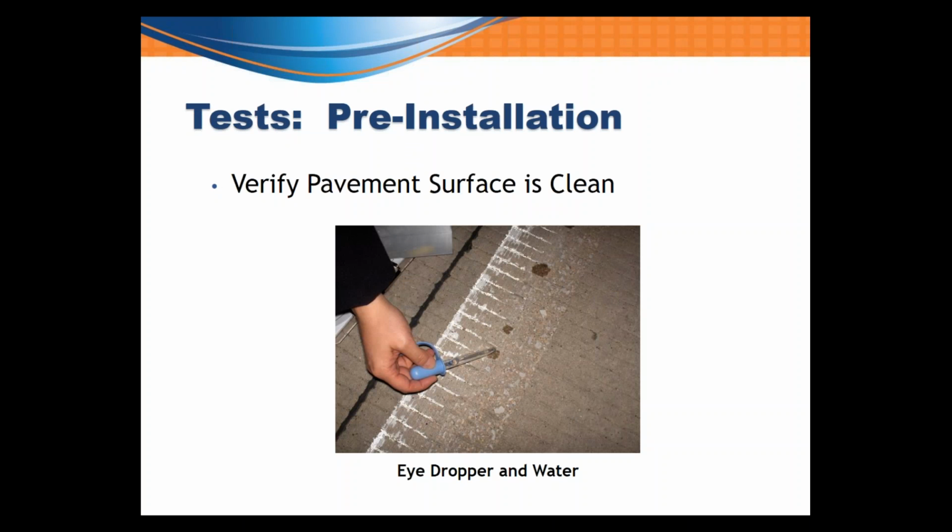Another test is to verify if the pavement surface is clean. To do this, you're going to do the surface wetting test, which requires using an eyedropper, placing a drop of clean drinking water on the pavement surface. If the drop forms a bead, then the surface may need to be re-cleaned. If the drop spreads out, the surface is ready to accept the application of marking.